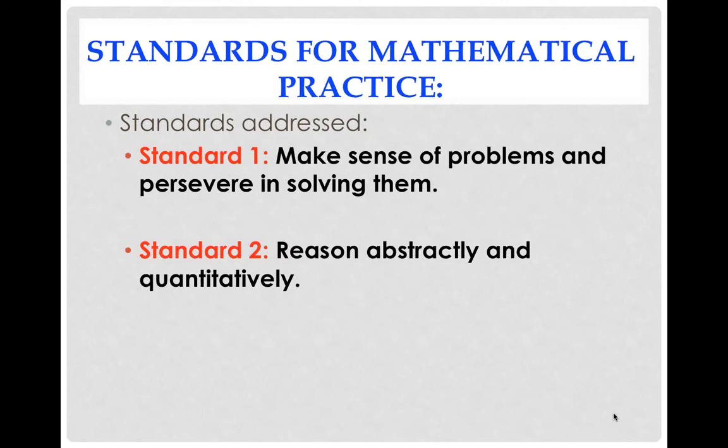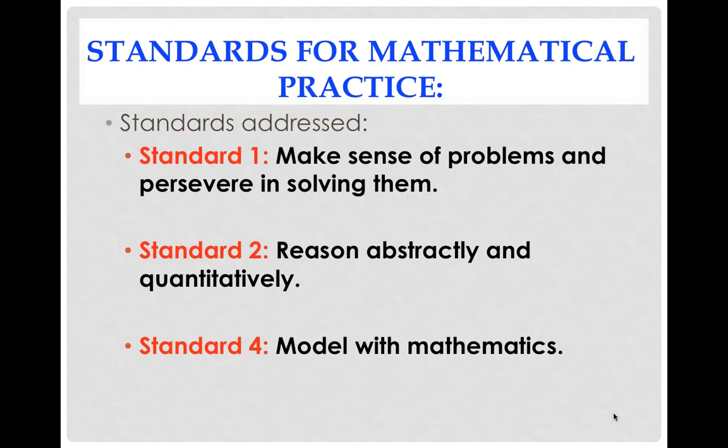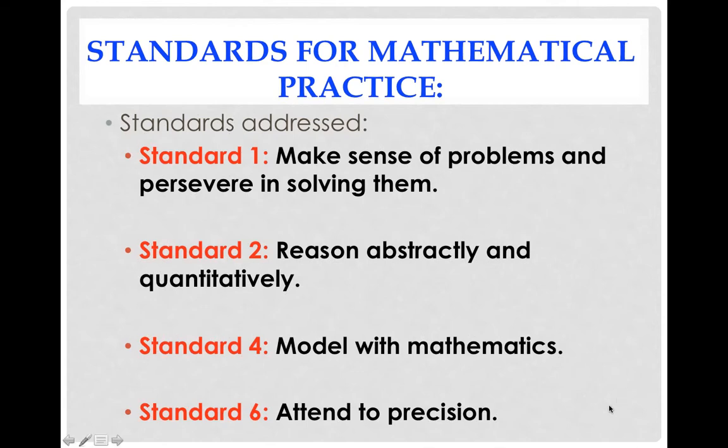Standard 2 says reason abstractly and quantitatively. So once again, we are going to be looking at a system of linear equations. Standard 4 says model with mathematics. If students are able to take a piece of the word problem and translate it, creating some symbols or pictures to help them understand the problem, that would be great. And lastly, standard 6, which says attend to precision. Standard 6 again is one of those standards that we should be demonstrating in each and every new lesson that we present to our students.